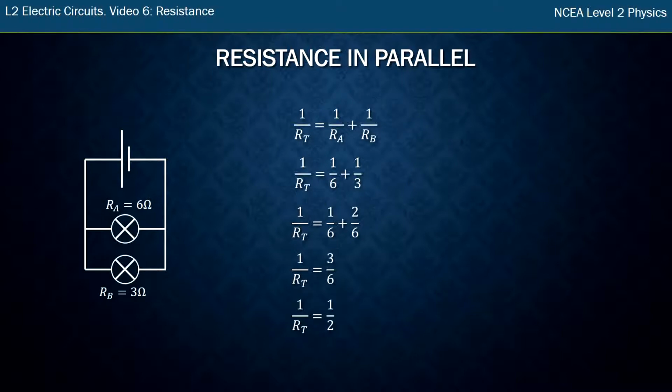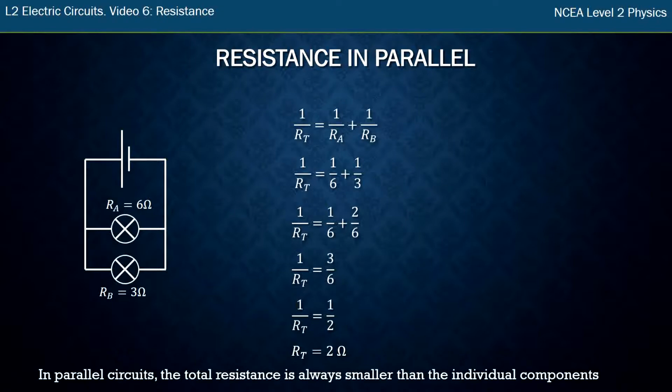You've got to do the last step, because you're not trying to find 1 over the total resistance, which is what I've got written there. You're trying to find the total resistance. And so the shortcut is you just flip the whole thing. So you flip 1 over 2, it becomes 2 over 1, which is 2.